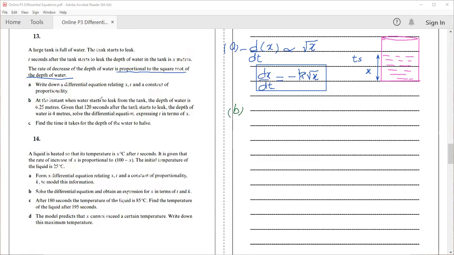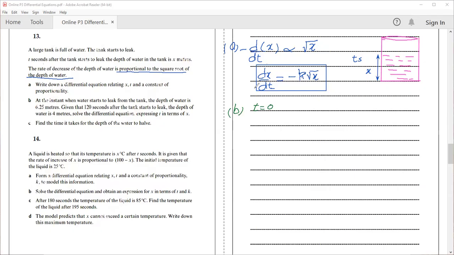At the instant when the water starts to leak from the tank, the depth of the water is 6.25. Whenever we have the words "starts to leak" or "initially", it means time is equal to zero. Why time is equal to zero? Because at that time you start your observation, you start your stopwatch, and when you start the stopwatch, the time is zero.